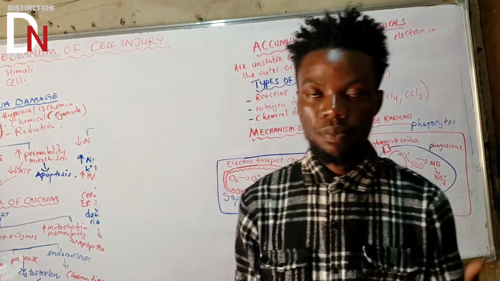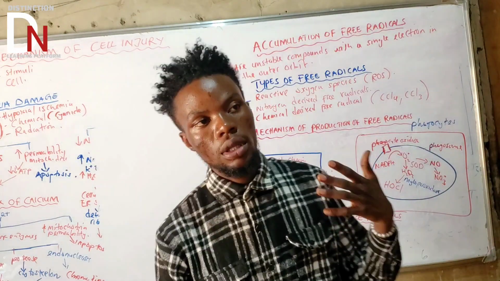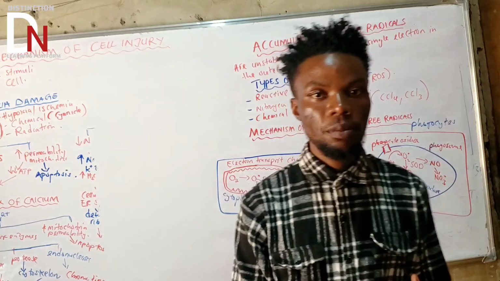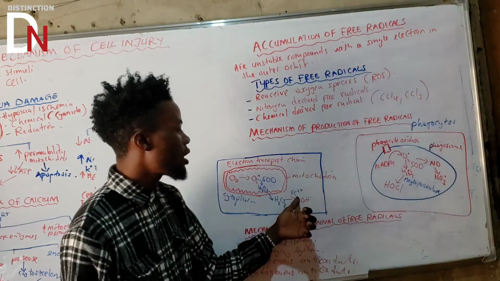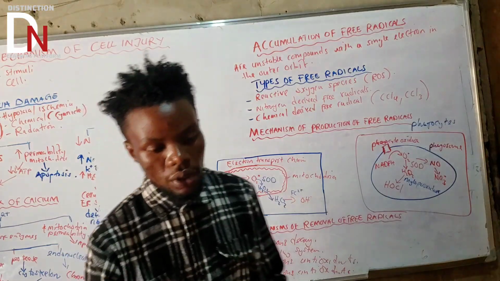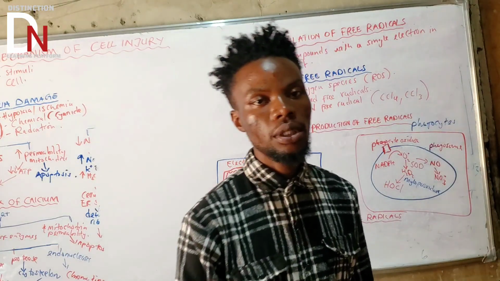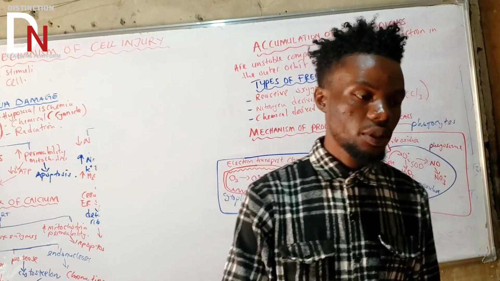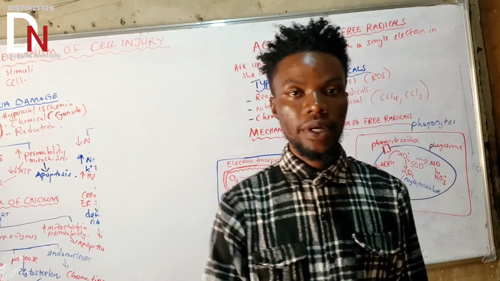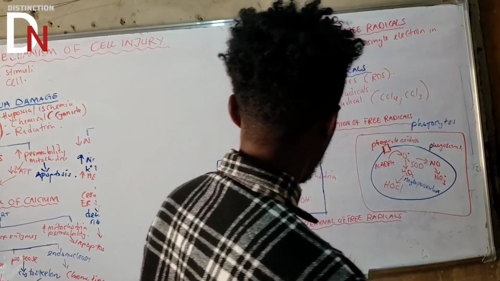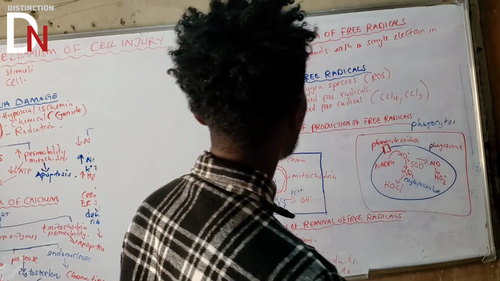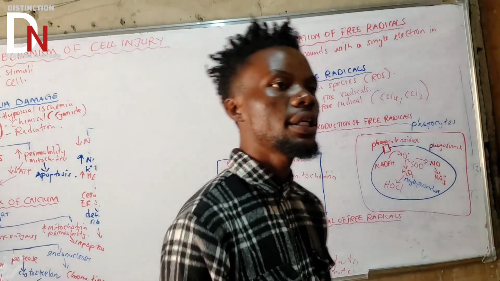Also ceruloplasmin, that substance likes to keep copper. Copper can also be used in the Fenton reaction. So if it is not there, basically it's going to help in decreasing the production of free radicals. Very, very important one.